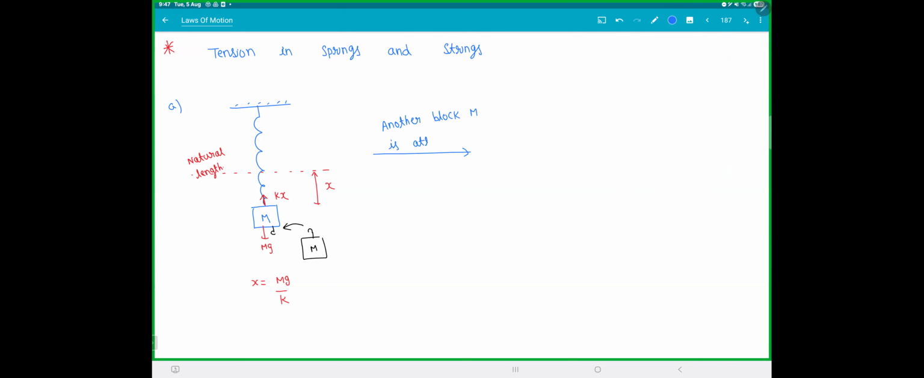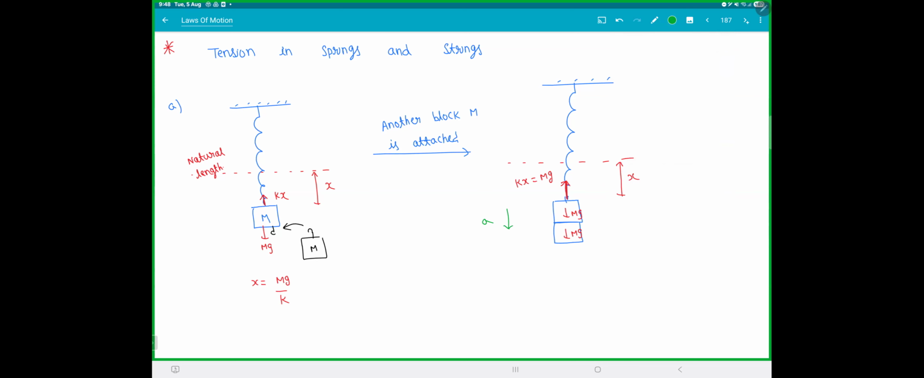Now we want to see what happens immediately. The moment you attach the block, the spring doesn't care. The blocks will become like this. Now look at the forces. This is mg, this will be mg. So weight has become double. But the spring will say, okay, from natural length my elongation is still x. The spring will continue to exert the same force. The kx will still be mg, but because of this, the blocks will start accelerating downward.